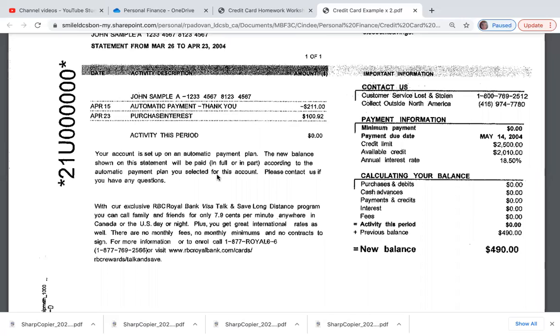But then the other problem is now in your checking account, you have to make sure that the money's there, right? And this is also with our exclusive Royal Bank Visa Talk and Save Long Distance program.